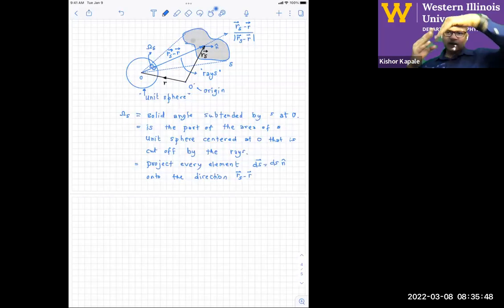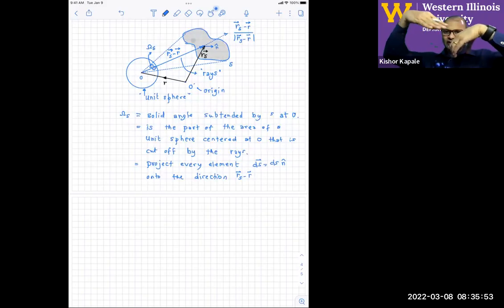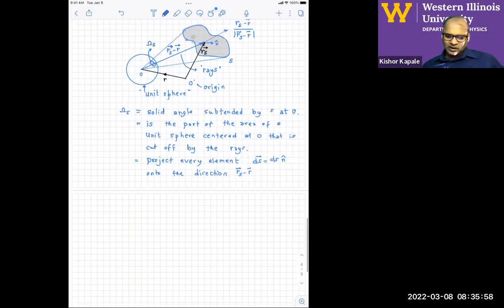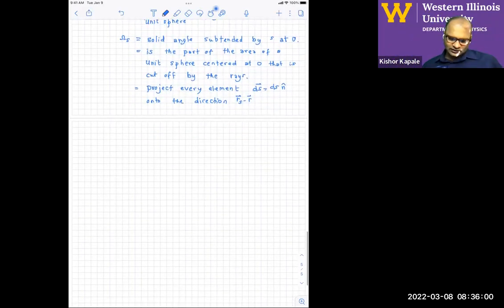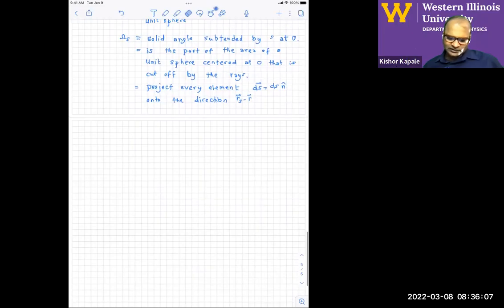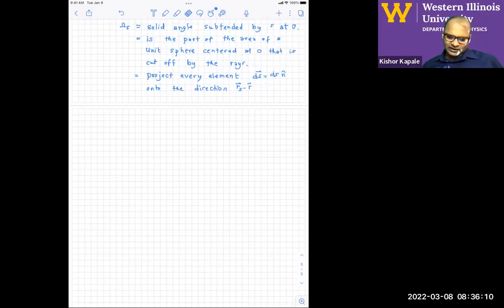So this is the unit surface, and the area may be tilted. So that area, when you look at its shadow, is going to be reduced. So the shadow depends on the dot product of the two vectors. Let's take a look at now mathematically what this is going to do. I think I did not complete this sentence here. So project every element ds onto the direction rs minus r. So it's just projecting, and we need to divide by the square of the distance.